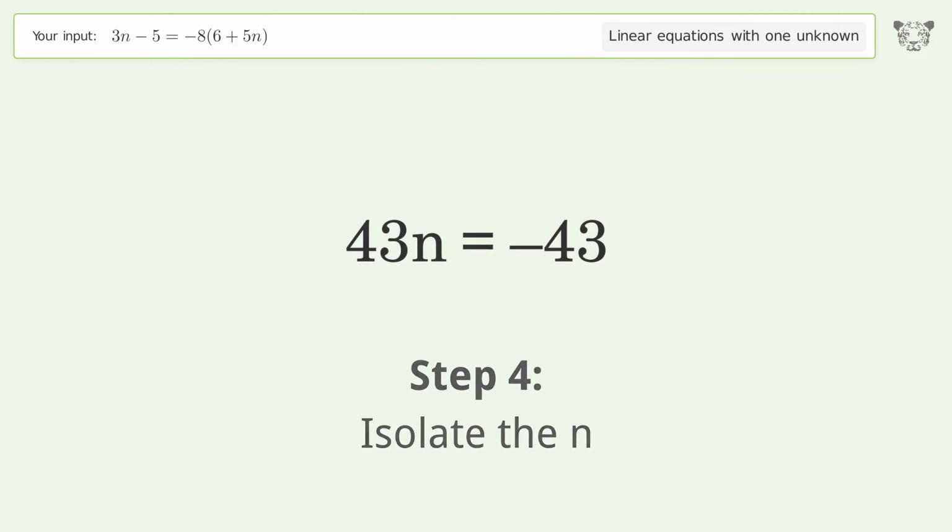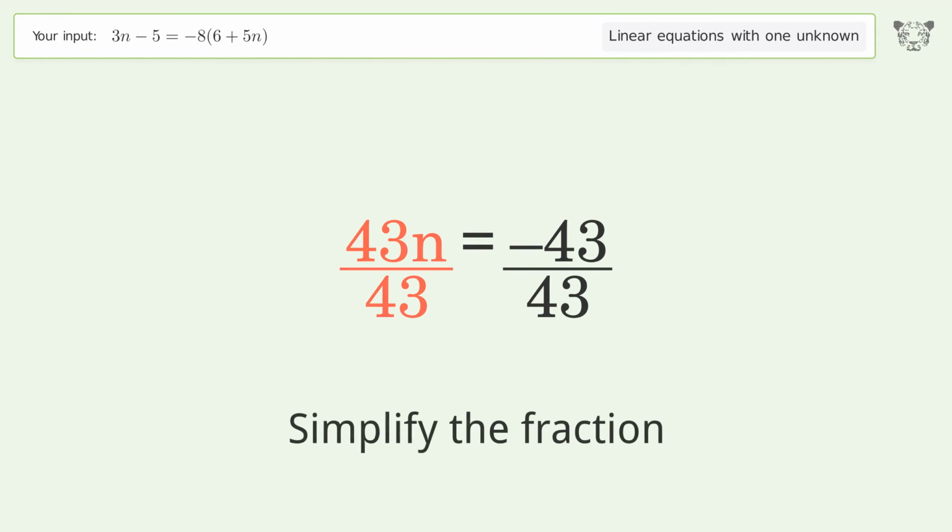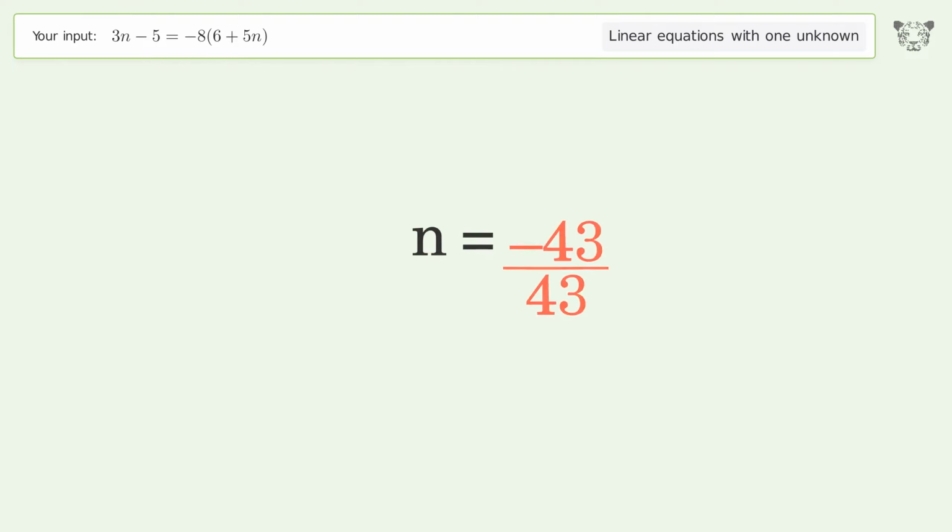Isolate the n. Divide both sides by 43. Simplify the fraction. And so the final result is n equals -1.